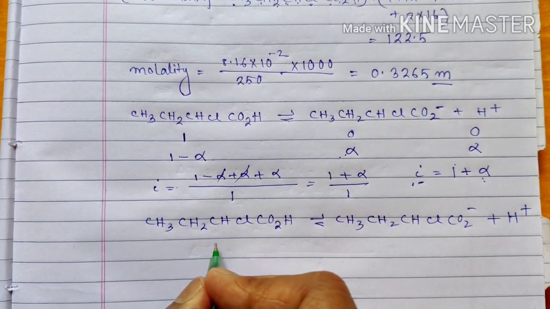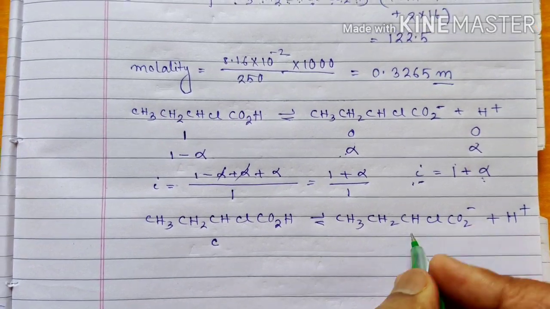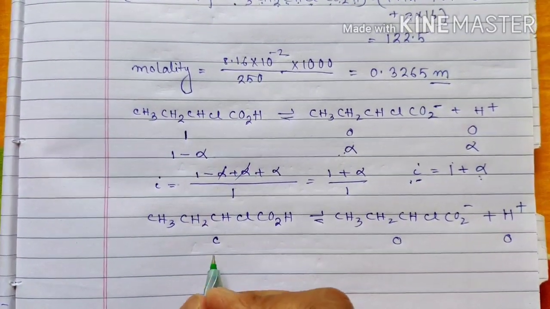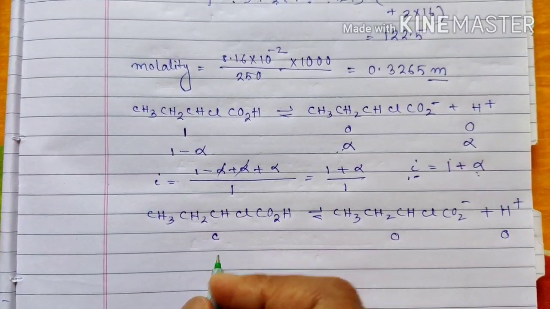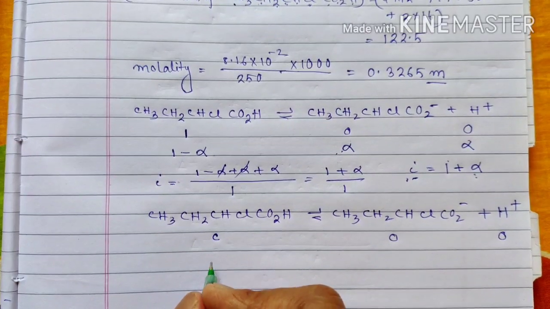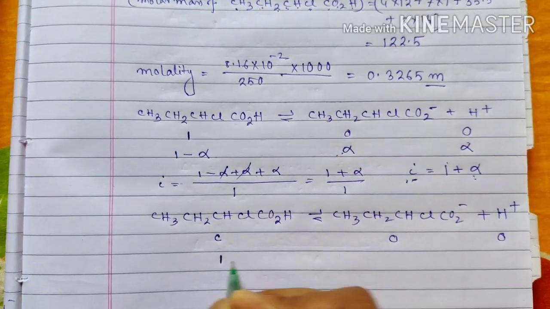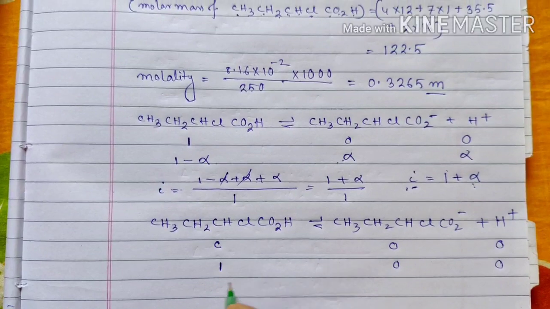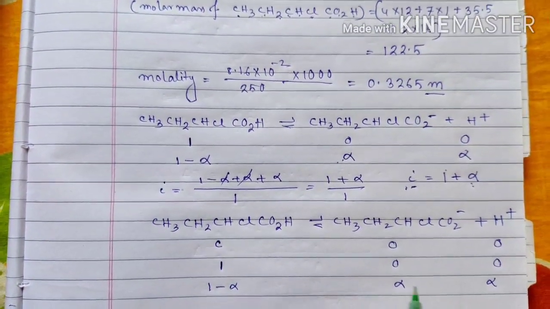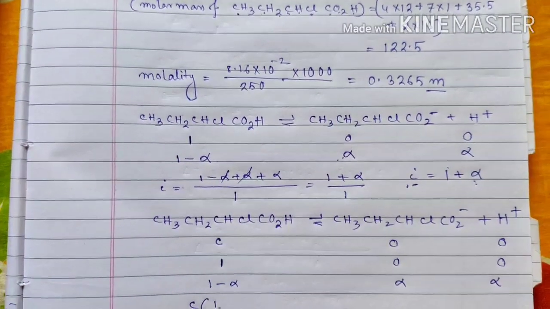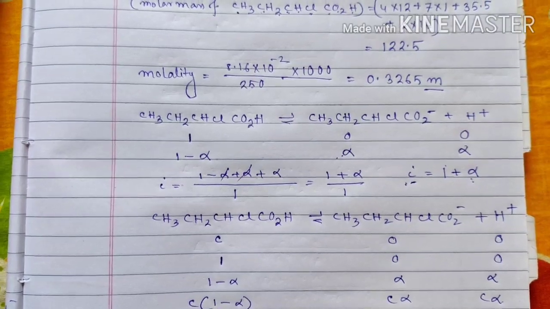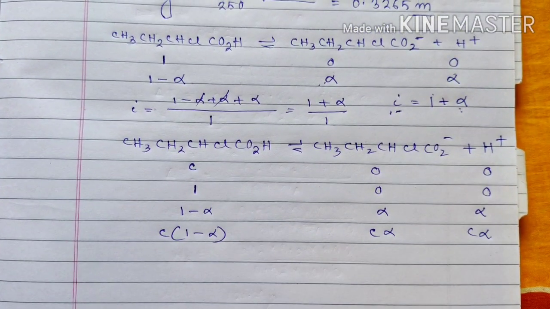H⁺. So initially the concentration, if it is C, then it should have been 0 and 0. So we can start like that. After dissociation, if it is 1, it should be 0 and 0. So if it becomes 1 minus alpha, it becomes alpha and alpha. If you multiply this by concentration, it should be C into 1 minus alpha, C alpha, and C alpha. That we have done in ionic equilibrium already.